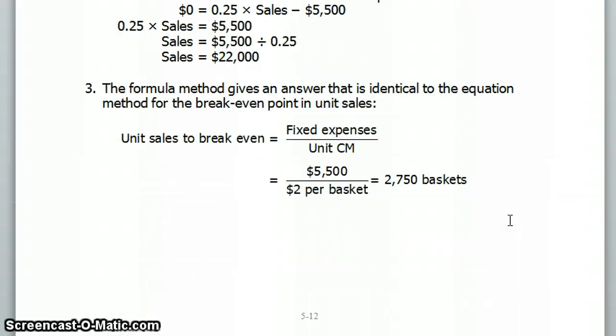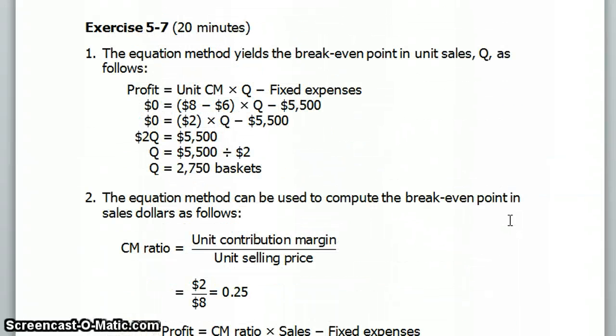Now you can use either one of these two methods. You did not have to do all 4 parts of this. You will notice that all the answers are the same under each of the equation method or the formula method.